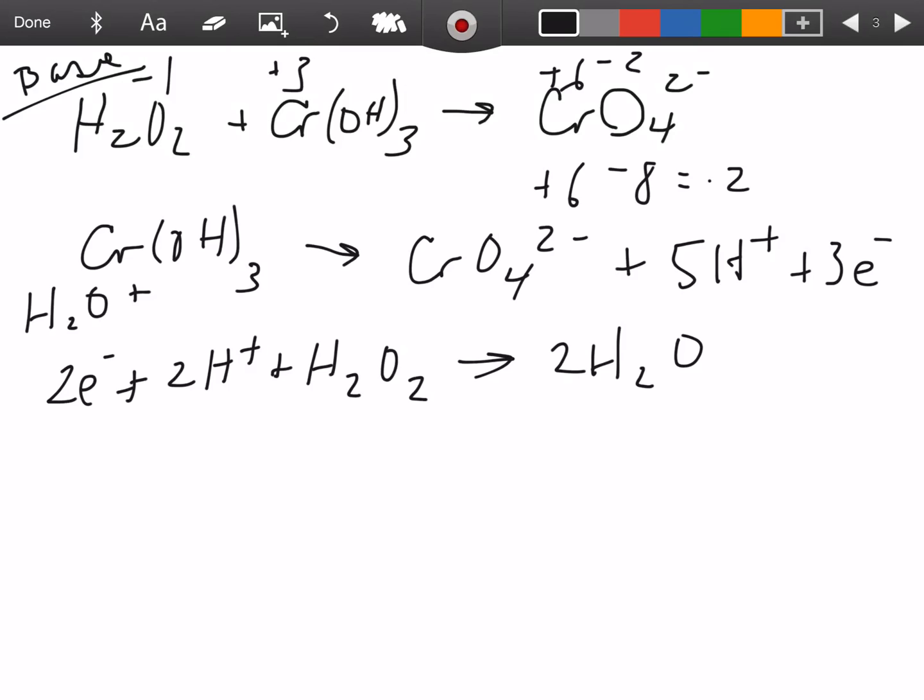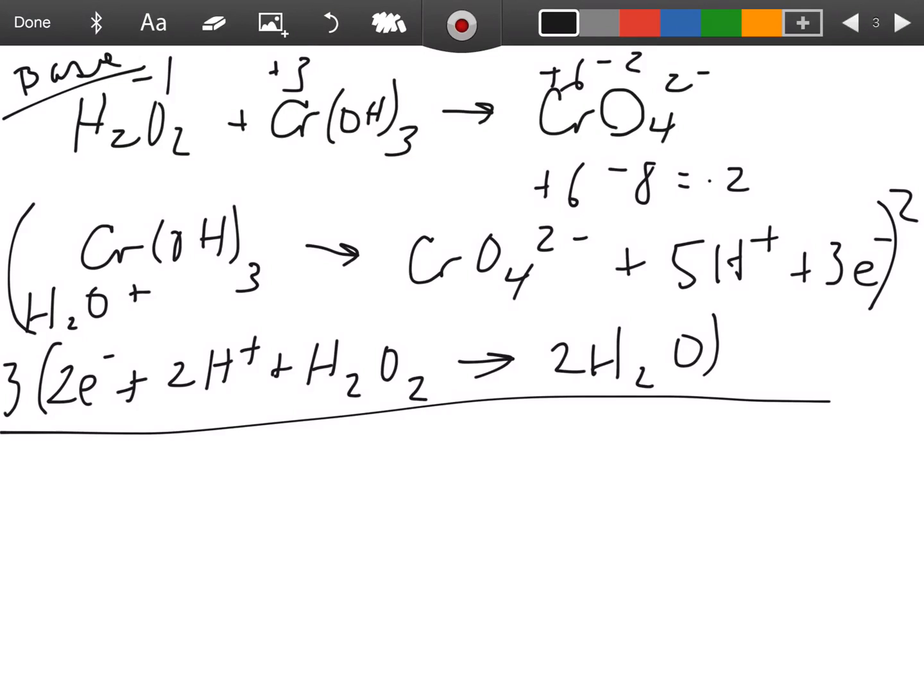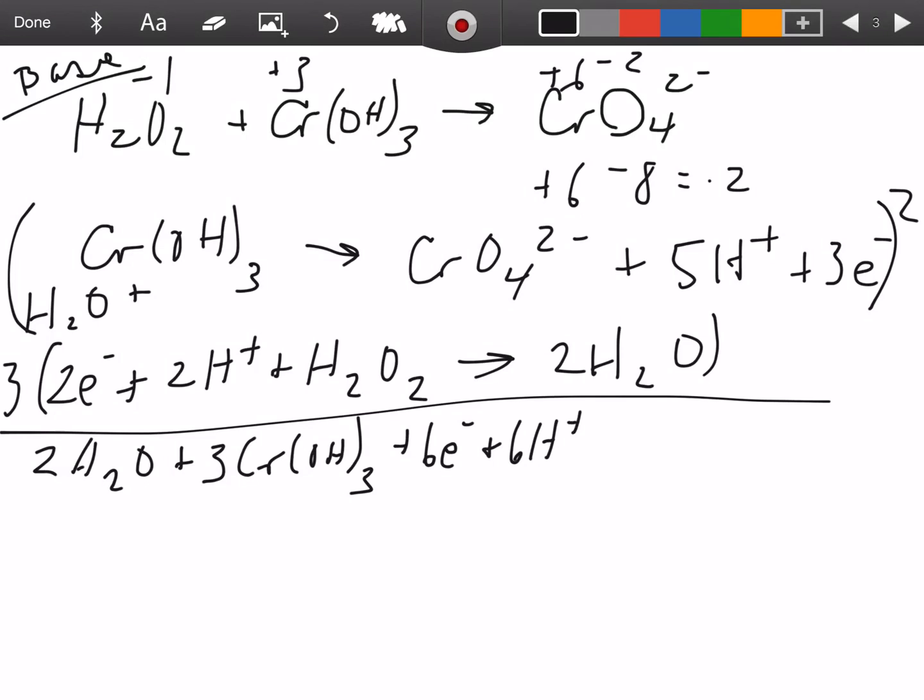So each oxygen is going from a -1 to a -2, and so that's why we have 2 electrons. Now we see that our electrons are not balanced on each side, so I'm going to take this top reaction and multiply that by 2, and the bottom reaction we're going to multiply by 3, and that's going to give me 2 waters plus 3 chromium hydroxides plus 6 electrons plus 6 protons plus 3 H2O2.